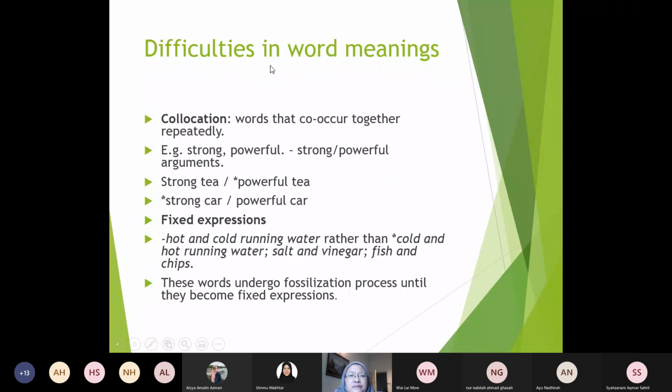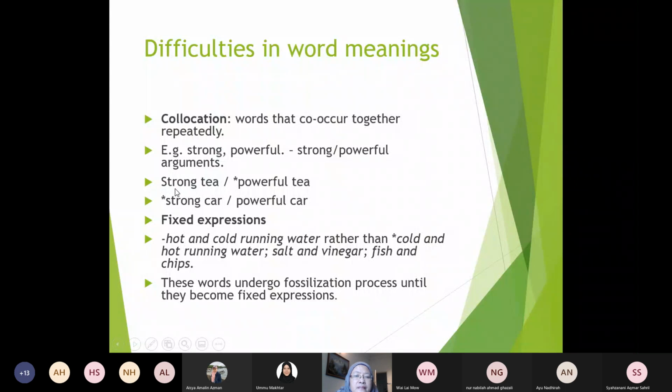However, there are difficulties in word meaning. Not all words are transparent in that sense. One of the things which causes words not to be transparent in meaning is what we call collocation. Collocations are words that co-occur together repeatedly. For example, the adjectives strong and powerful: you can say strong arguments or powerful arguments. Strong and powerful can go along with arguments.